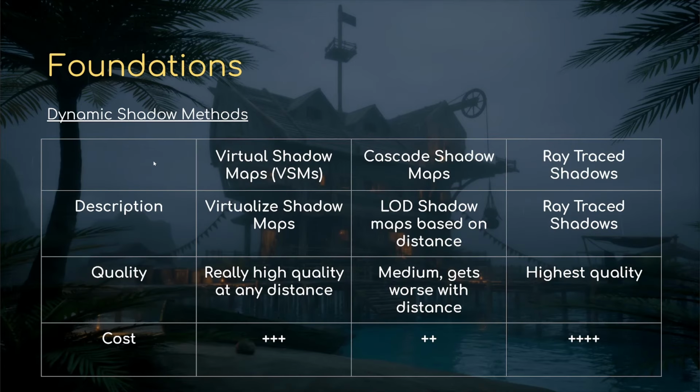And now let's talk about shadow options. In Unreal 5, we have 3 methods, although we are going to focus on just 2. The default one and the best looking one is virtual shadow maps, or VSMs, which is what it stands for, virtualized shadow maps.